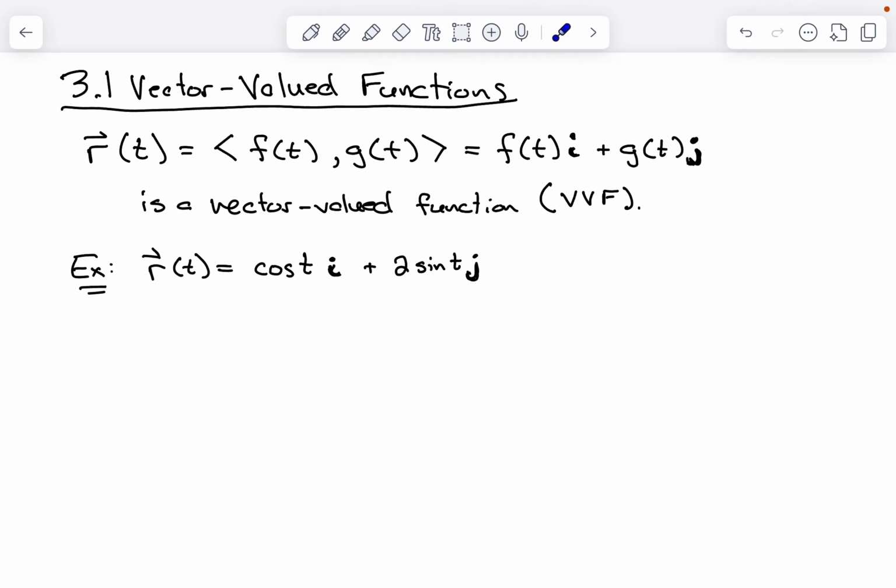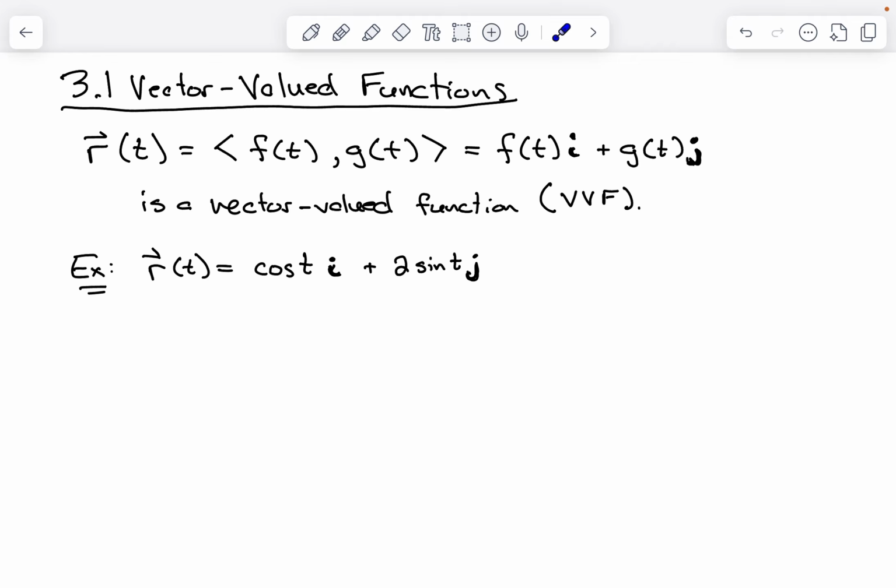3.1 is on vector-valued functions. A vector-valued function is just a function that gives you a vector as its output. And the vector could be written as a tuple, or it could be written as a function times i plus a function times j. And you might also have a function times k if it's in R3 instead of R2.